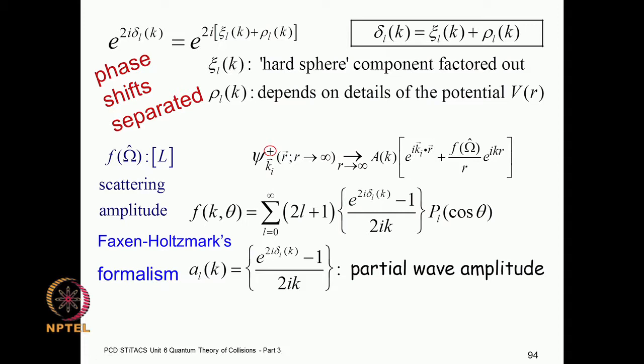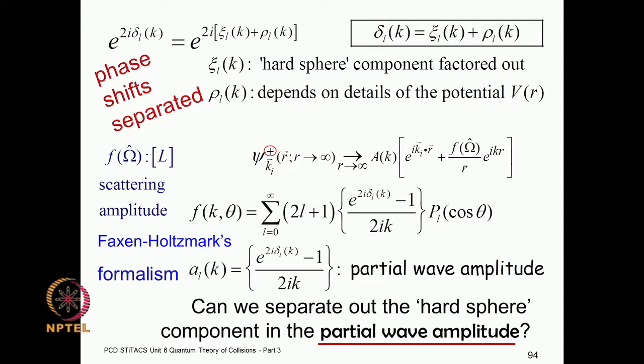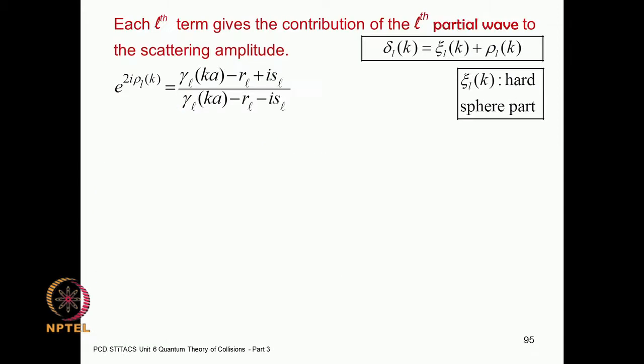So, what we are going to ask is, can we separate out the hard sphere component from the partial wave amplitude? That A itself, if we write it as a sum of two parts, one of which is coming from the hard sphere, which causes the phase shift xi, which is the hard sphere phase shift, and the other part which will correspond to the dynamics of the collision process. So, we try to separate the hard sphere component from the partial wave amplitude, and indeed it can be done by looking at these complex numbers. So, this is not particularly difficult.